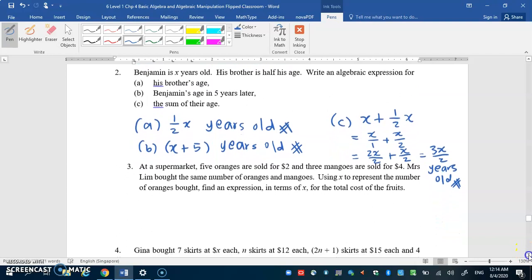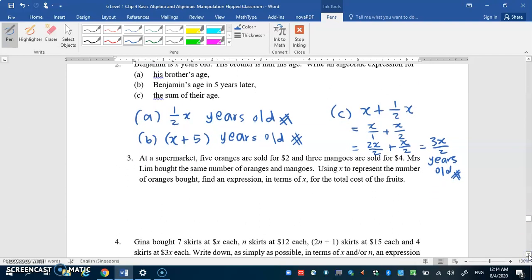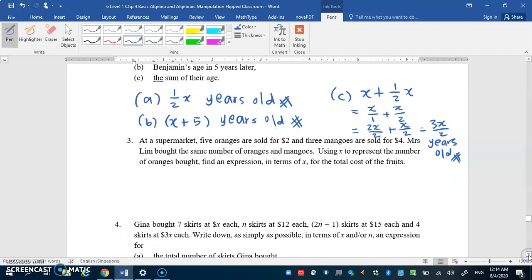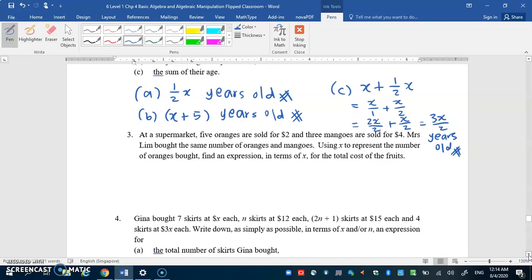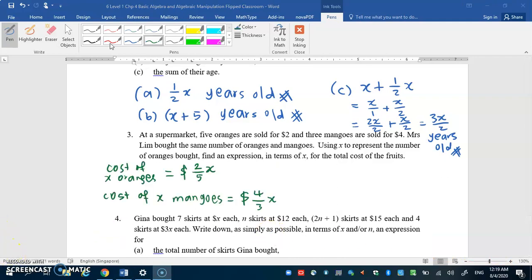Now question 3 says, at a supermarket 5 oranges are sold for $2 and 3 mangoes are sold for $4. Mrs. Lim bought the same number of oranges and mangoes. Using x to represent the number of oranges bought, find an expression in terms of x for the total cost of the fruits. Right, so for question 3, the cost of x oranges is basically 2 over 5 times x. And since Mrs. Lim bought the same number of mangoes, the cost of x mangoes will be 4 over 3 times x.